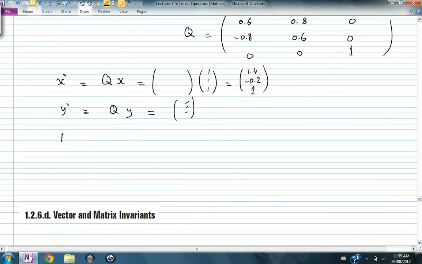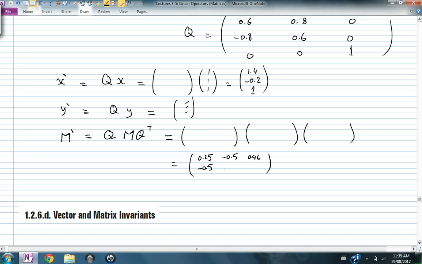What about the new components of m prime? Well, the new components of m prime are obtained by multiplying Q by m by Q transpose. So you've got a matrix multiplied by another matrix multiplied by another matrix, and you get a new set of components: 0.25, negative 0.5, 0.46, negative 0.5, negative 0.5, 0.22, negative 0.55, negative 0.1, and 0.5.